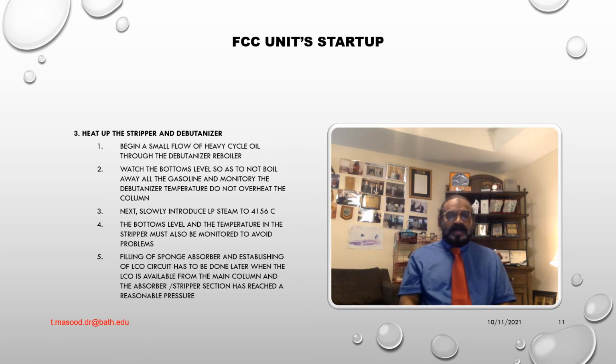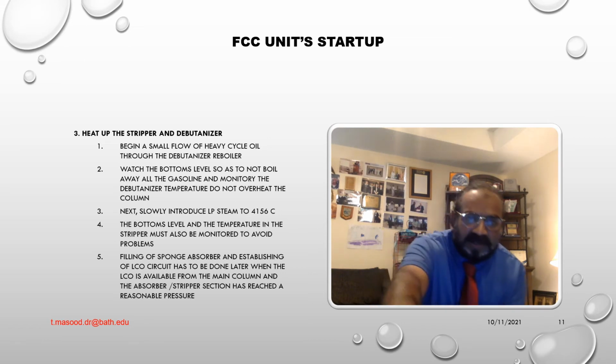Okay, FCC unit startup: heat up the stripper and debutanizer. The stripper is warmed up by introducing steam to the column. Heat to the debutanizer is supplied from the main column. It is desirable to warm up the reboilers on these vessels prior to startup if possible. The reboiler of the debutanizer depends entirely upon available heat from the main column.